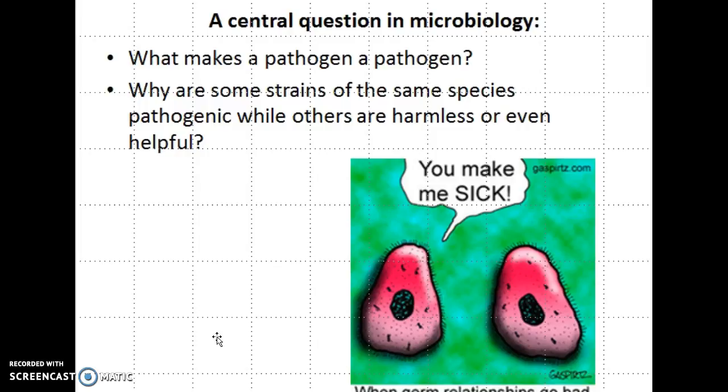So in microbiology, a central question that drives many of us, and it certainly drives me, is the question, what makes a pathogen a pathogen? Or in other words, why are some strains of the same species pathogenic while others are harmless or even helpful? And this cartoon is depicting that relationship there. We've got two identical looking microbes. These are eukaryotic microbes, you'll note. And one of them saying, "You make me sick." The other one is obviously a pathogenic version of this species.